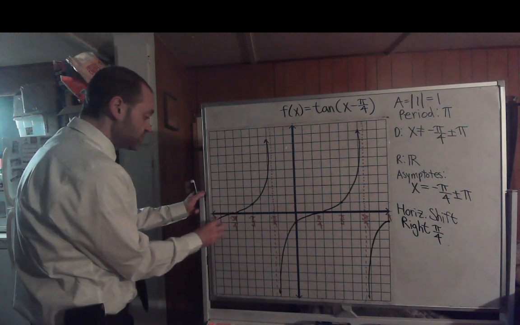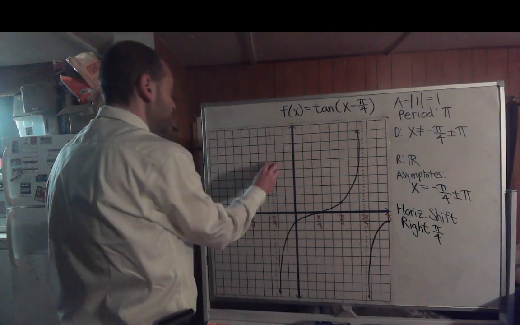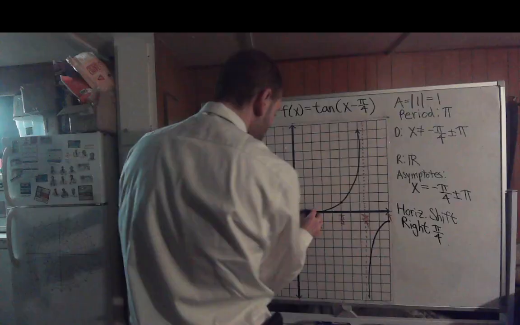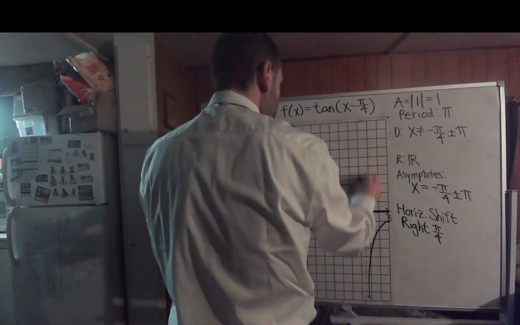Now we're going to get to some good stuff. Let's get into some period changes. I got 4 more graphs total. We're going to do 2 period changes, then we're going to do 2 with several transformations. So that's all about to change.